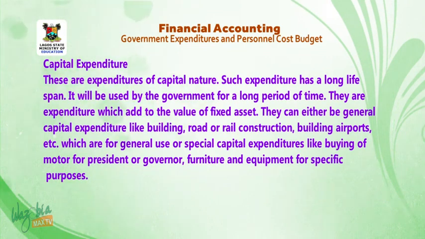They can either be general capital expenditure like building, road or rail construction, building airports, etc., which are for general use, or special capital expenditures like buying of motor for president or governor, furniture and equipment for specific purposes.